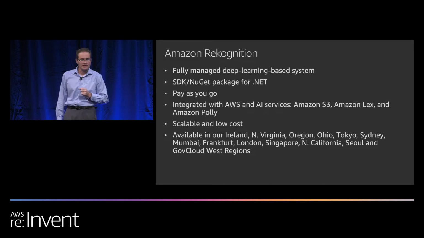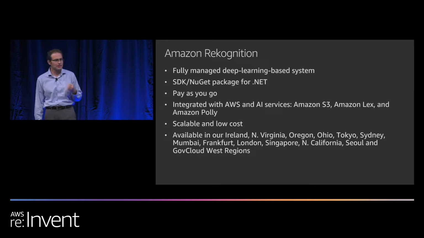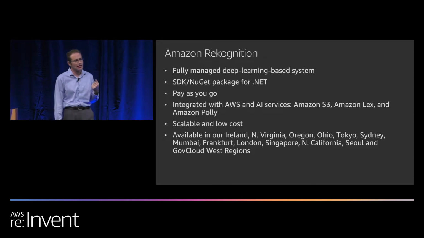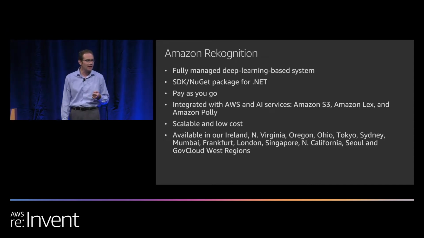So Amazon Rekognition is fully managed and deep learning based. This isn't open source software. This isn't machine learning based. This is deep learning based. So it's at that very core of AI, ML, and DL. We have NuGet packages to consume it. It's pay as you go. It integrates with a bunch of other AWS services like S3, Lex, and Polly. And it's available in a bunch of different regions.